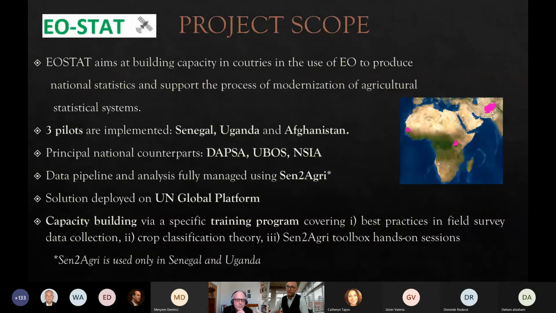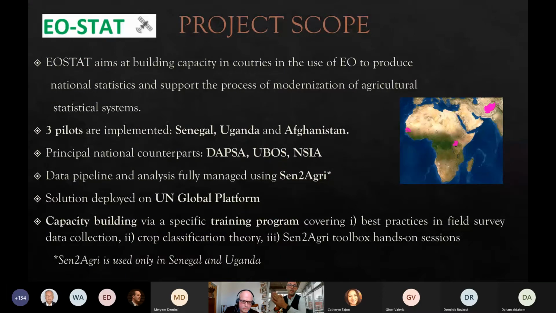And here comes in the Eostat project of FAO. Eostat was conceived with the aim of building capacity in countries in the use of Earth observation to produce national statistics and support the process of modernization of agricultural statistical systems. The spirit was to overcome those barriers by providing a self-packaged solution, which is easy to use, does not require programming skills, automatizes processes, and basically takes care of the whole workflow from the Earth observation data input, the pre-processing, and the final results, as I will explain more on the methods later.